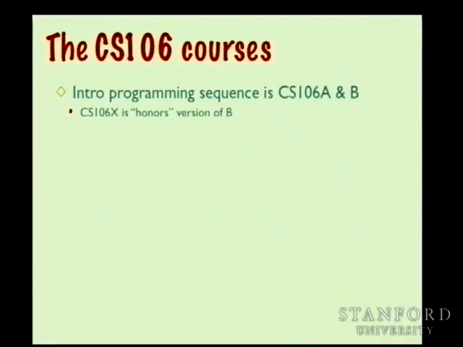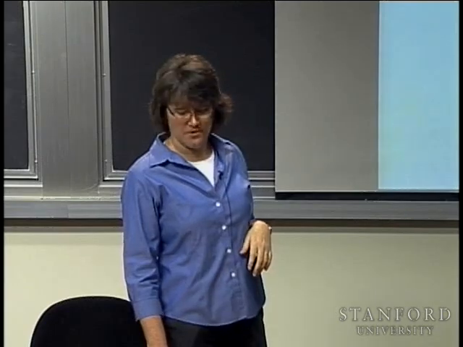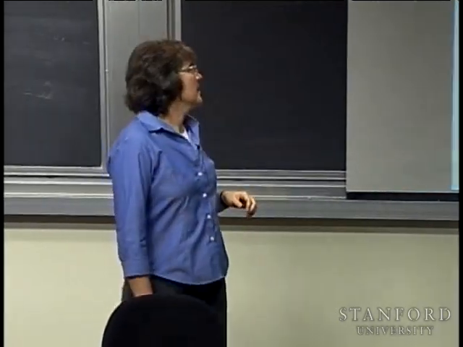We also have an alternate form of B, the CS106X, which is kind of an honors version of that second course. So after you've taken that first course and you're feeling really jazzed up, there is an alternative, more intense way to get through the second course. It's offered this quarter, in fact, so if you're thinking about that, that is an option for you as well as sticking with us.